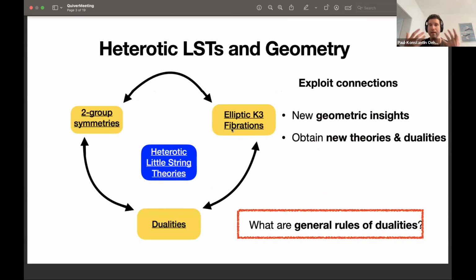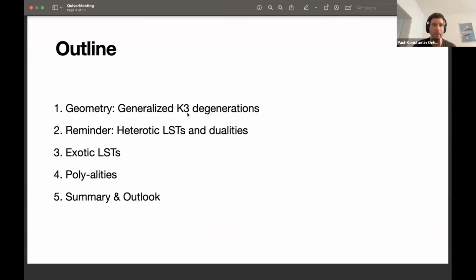So this gives you roughly a nice connection between these various different things, where the heterotic little string takes center stage. We're going to have this nice connection between the two-group symmetries and then the dualities that you can map them across, and then this very nice geometric picture of elliptic K3 fibrations that Muyang was talking about. So the general question for this concluding talk is: what are the general rules of these heterotic little string dualities, and what can we engineer? How do they generally look? That's the topic of this talk.